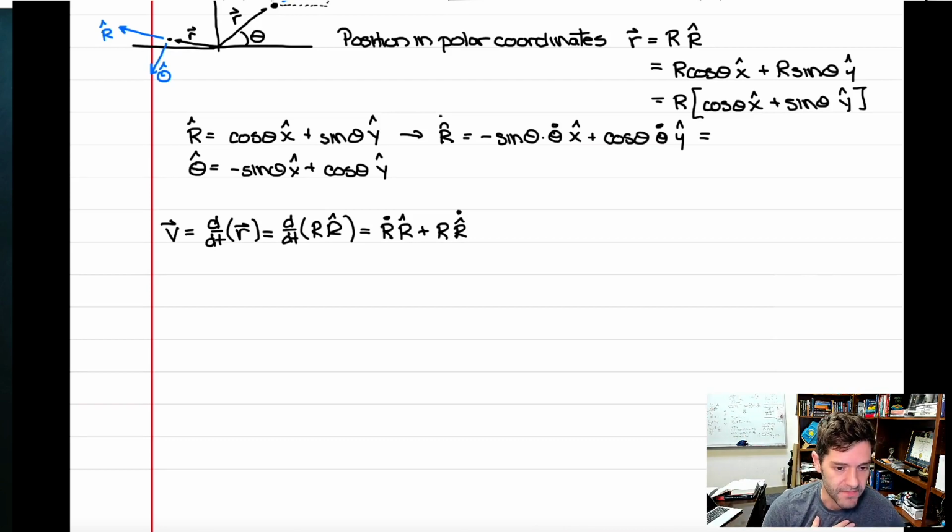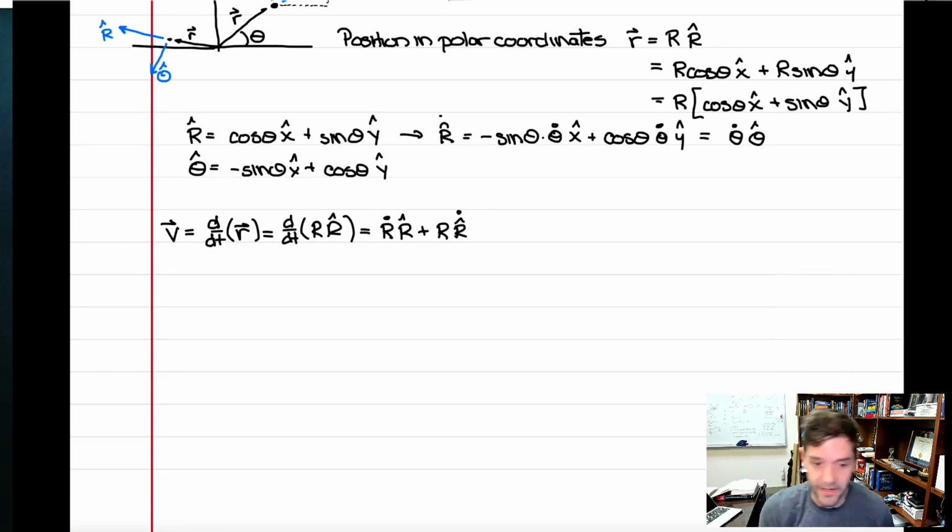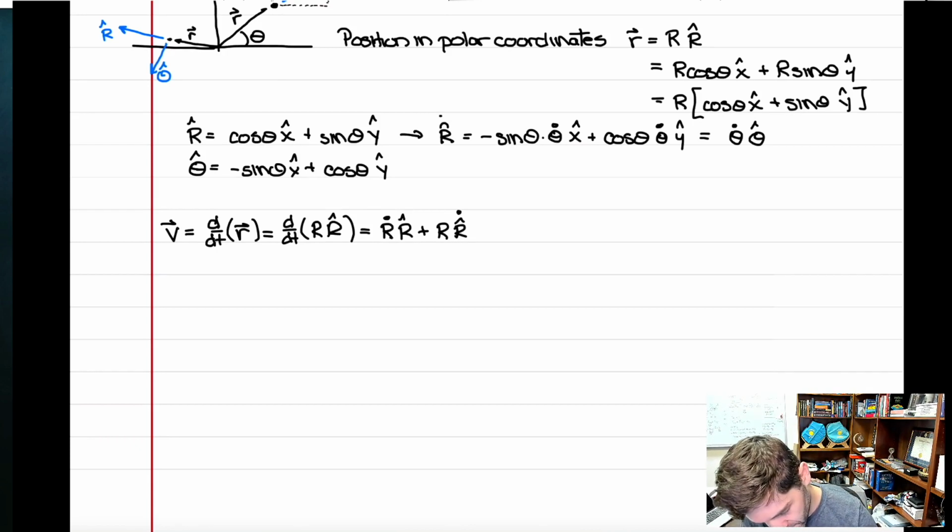Well, if you look at this, if you factor out the theta dot, it looks like negative sine theta x hat plus cosine theta y hat. Well, to me, that just looks like this entire thing is theta dot multiplied by the unit vector theta hat. So we now have the time derivative of the unit vector r hat is theta dot theta hat.